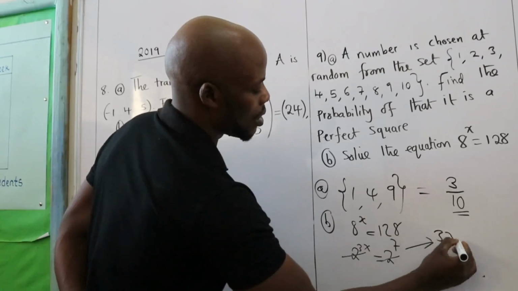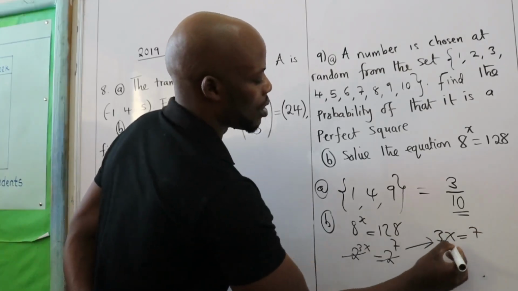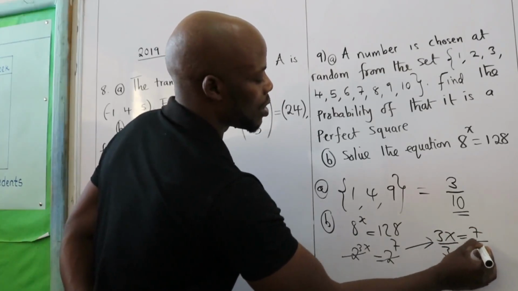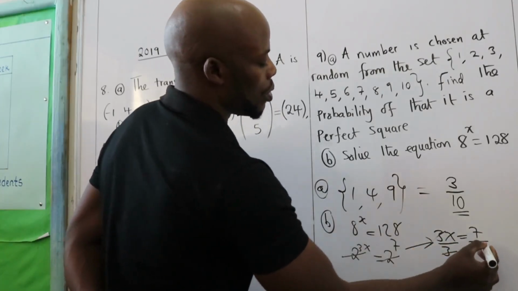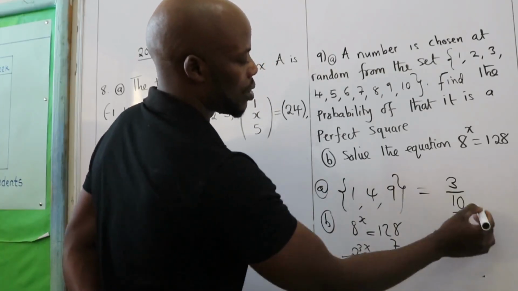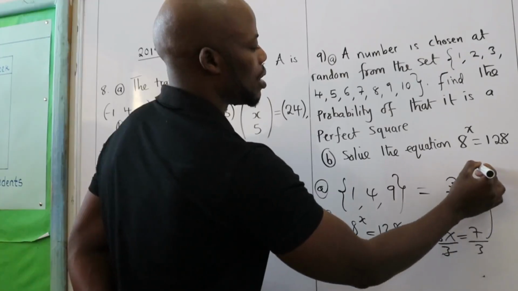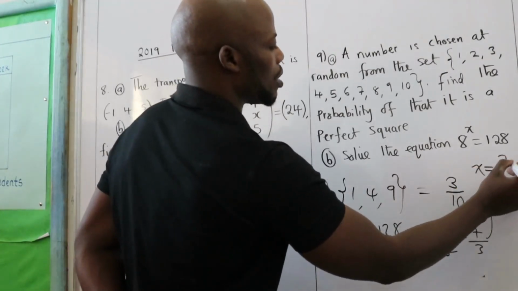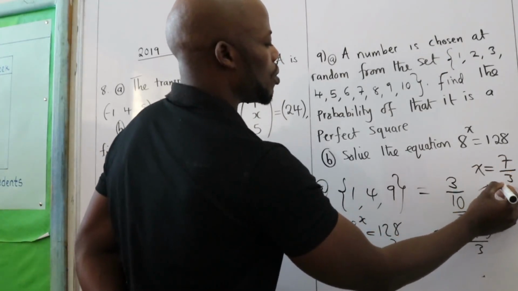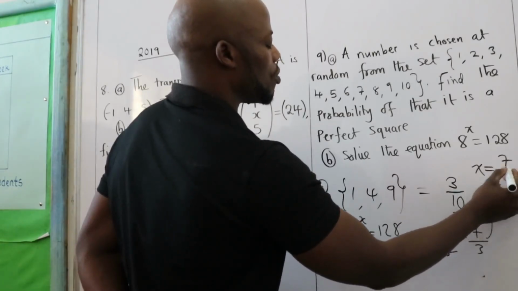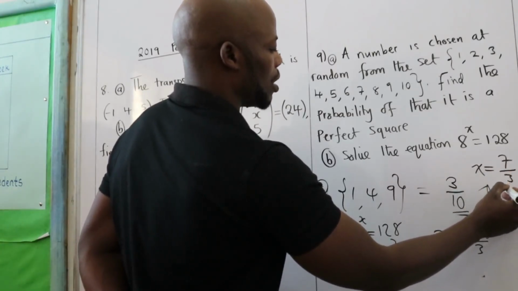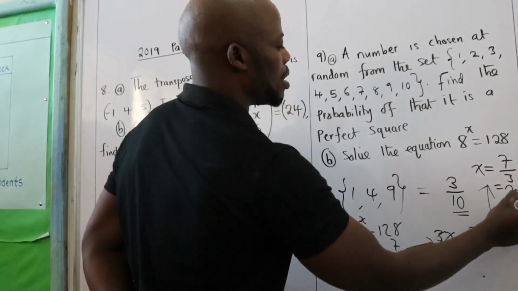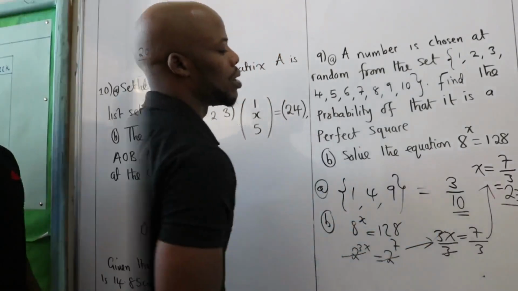So let me do this. We have 3x is equal to 7, divided by 3, divided by 3. So our x, where should I write it? Let me write it here. Our x will be equal to 7 over 3, of which it can be reduced. 3 into 7 is 2, remainder 1 over 3. So this is the final answer.